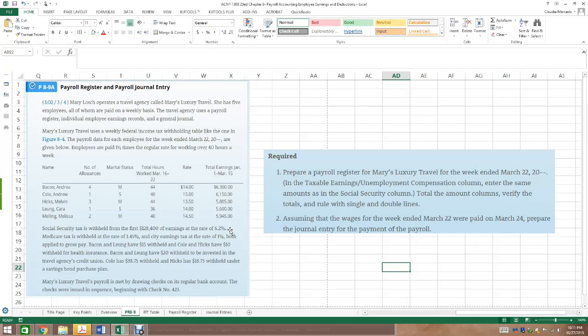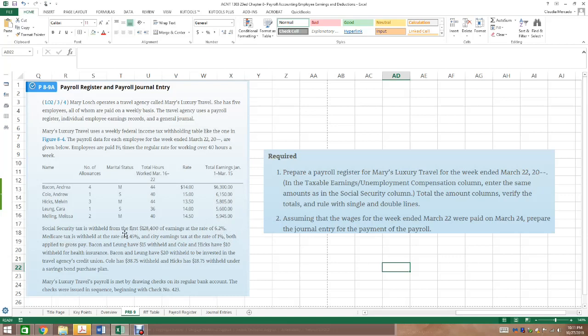So what does that mean? That means that you're going to pay 6.2% on the first $128,400 that you make. Once you go above that amount, then you're not responsible to pay any Social Security tax. So there's a cap for Social Security tax. Your Social Security tax applies only on the first $128,400, and you're paying 6.2%.